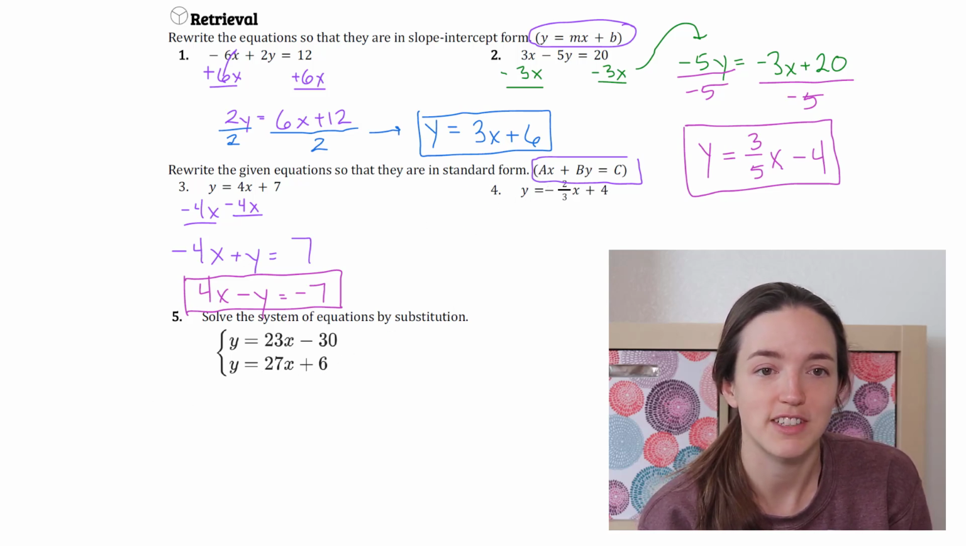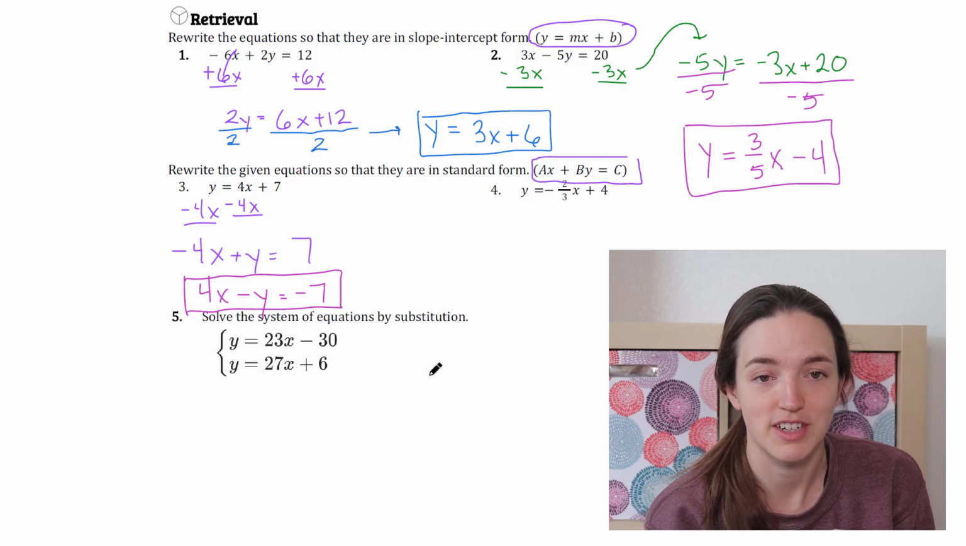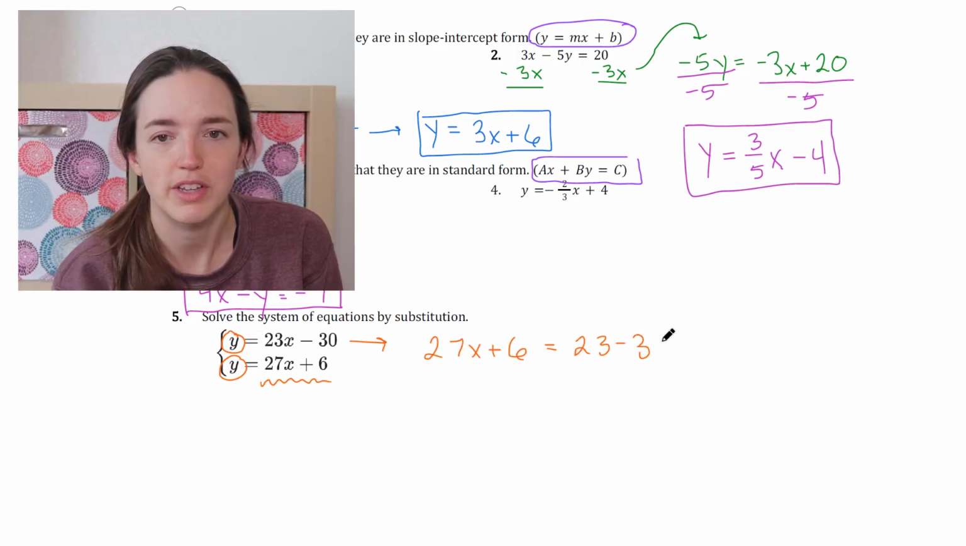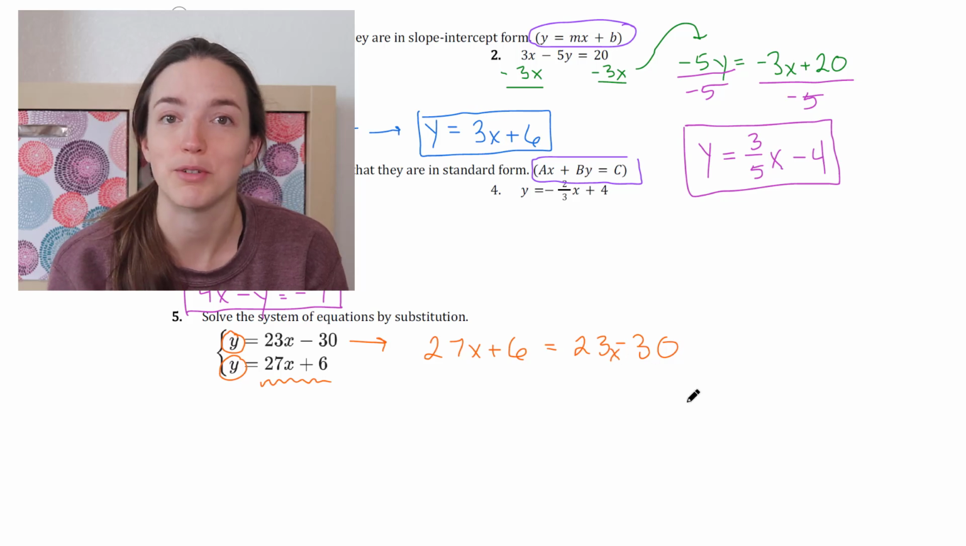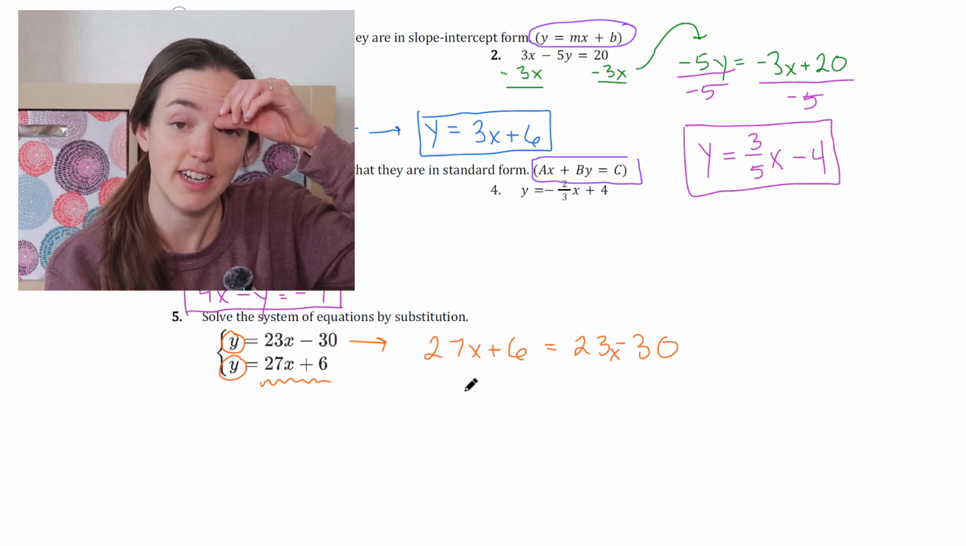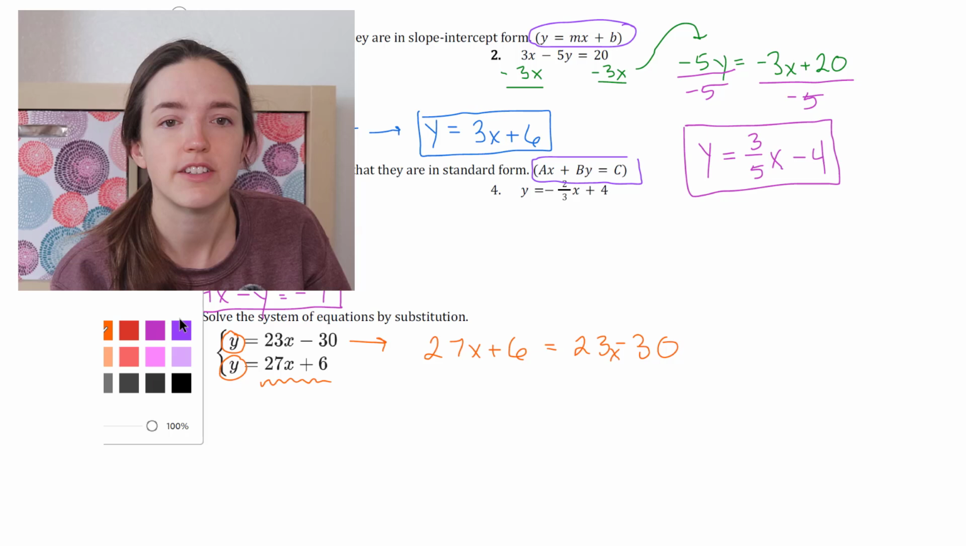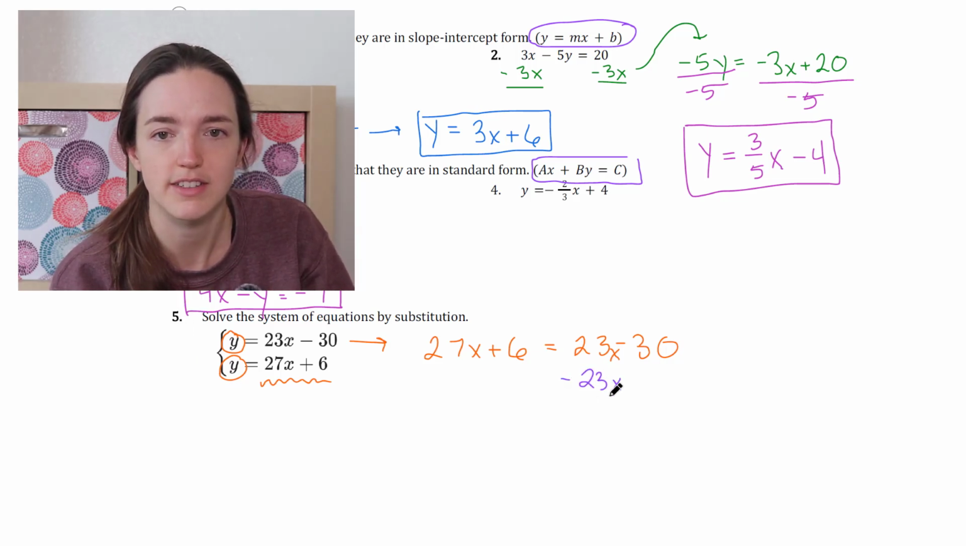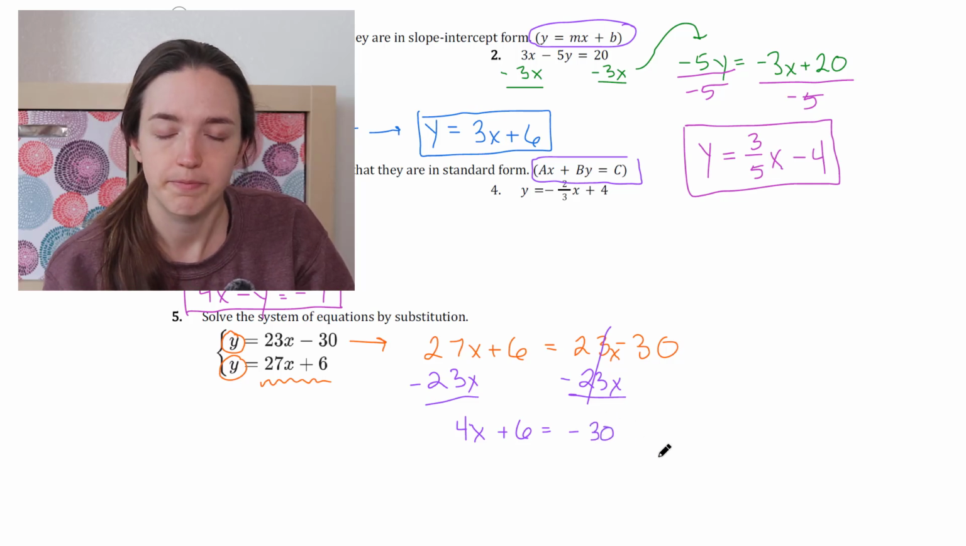We're supposed to solve the system of equations by substitution. So if I take this first equation here, I can write it all out, but I can replace this y with this stuff. Since they both equal y, I'm basically just setting them equal to each other. Okay, I've got x's on both sides, so I'm going to get rid of the smaller one. I'm going to subtract 23x. That'd be 4x plus 6 equals, that goes away, negative 30.